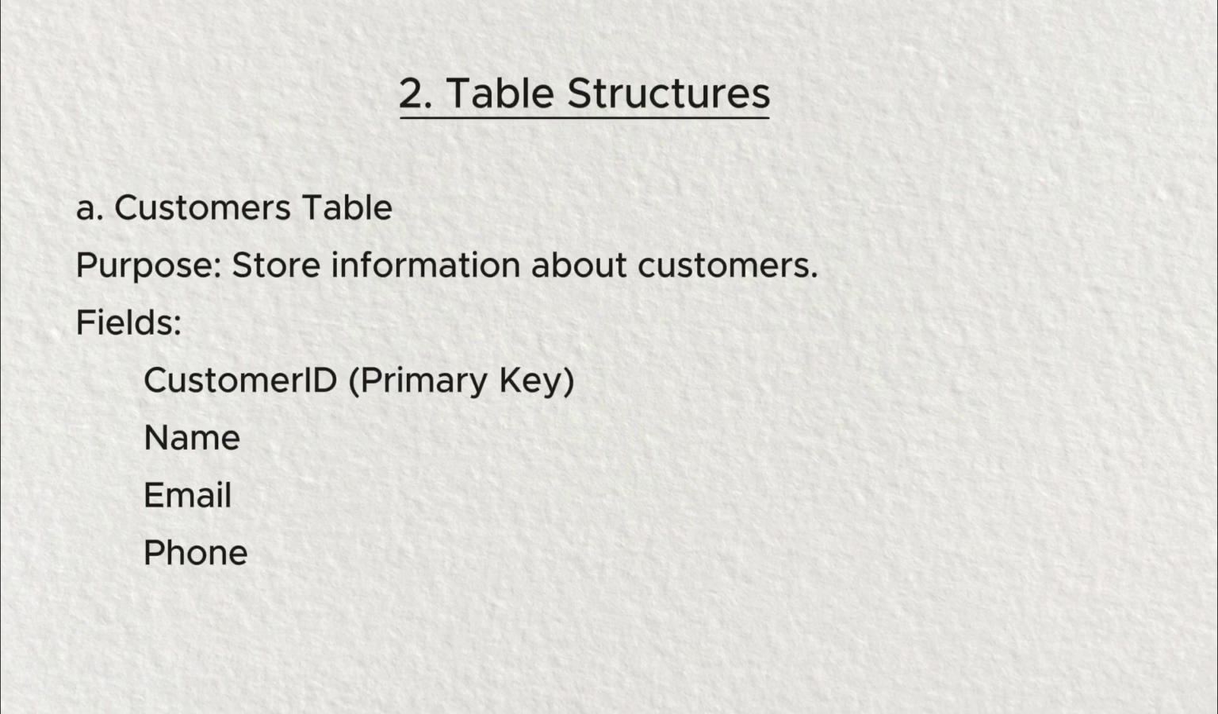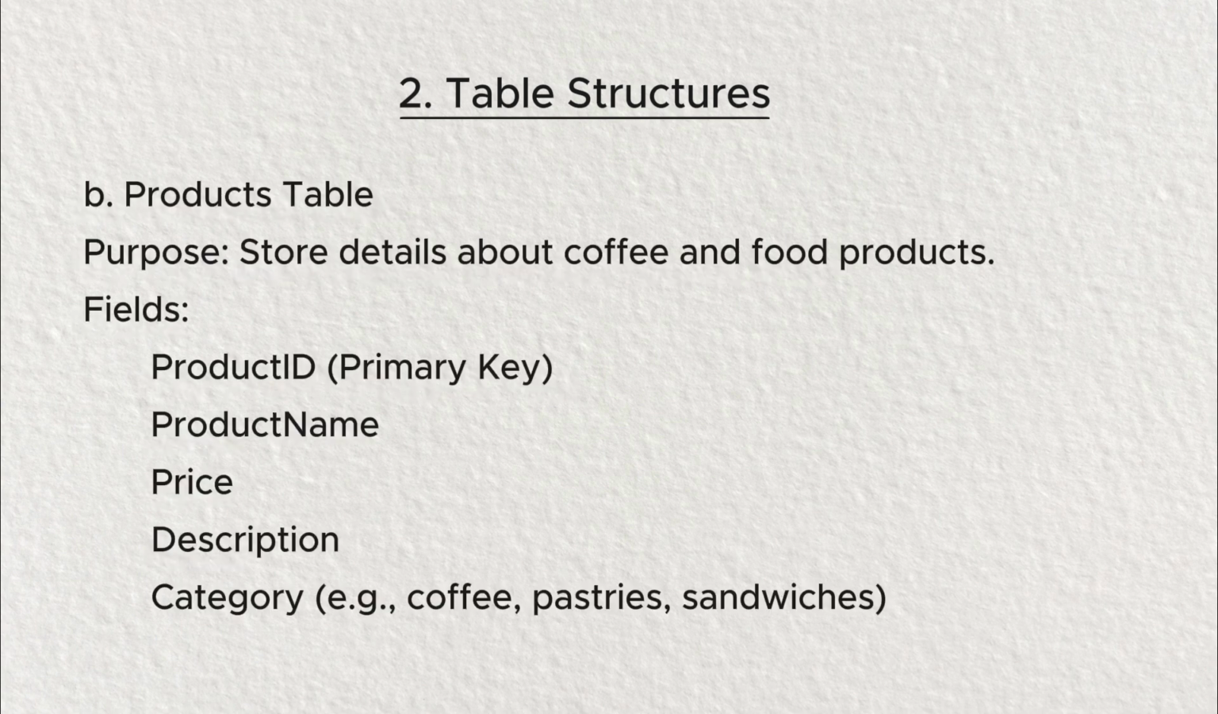The first table will be the customers table that will be used to store information about the customers. We will have 4 columns in this table: the customer ID to uniquely identify each customer, the names of customers, their emails, and their phone numbers. The second table will be the products table. This will be used to store details about our products in our store. With 5 columns, we'll be able to identify each product with the product ID. We'll have a name column, price, description, and category.